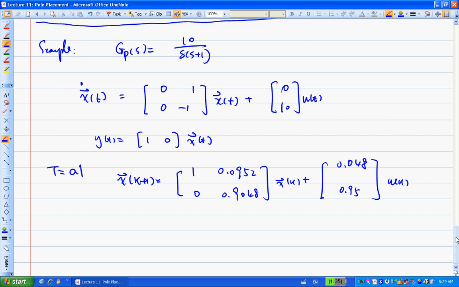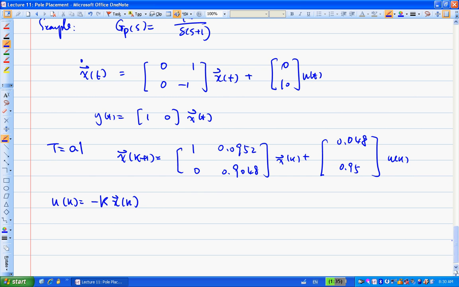And now we design ourselves a pole placement controller. Let's design a pole placement controller here.